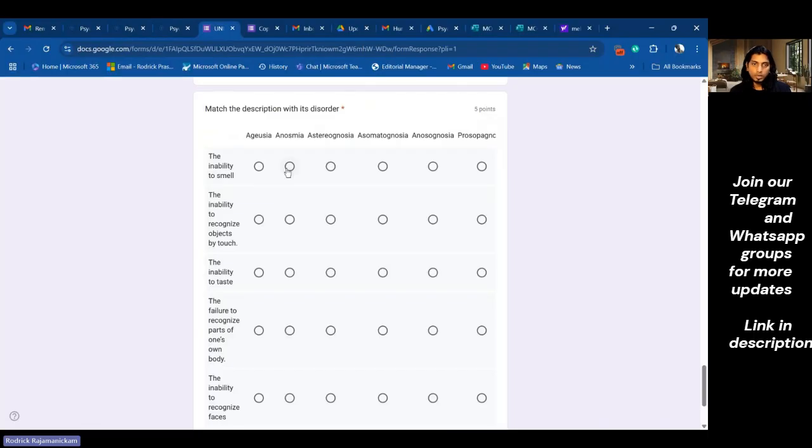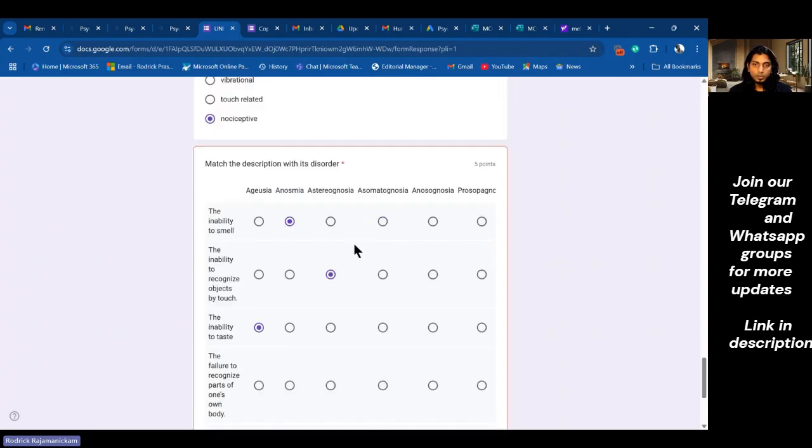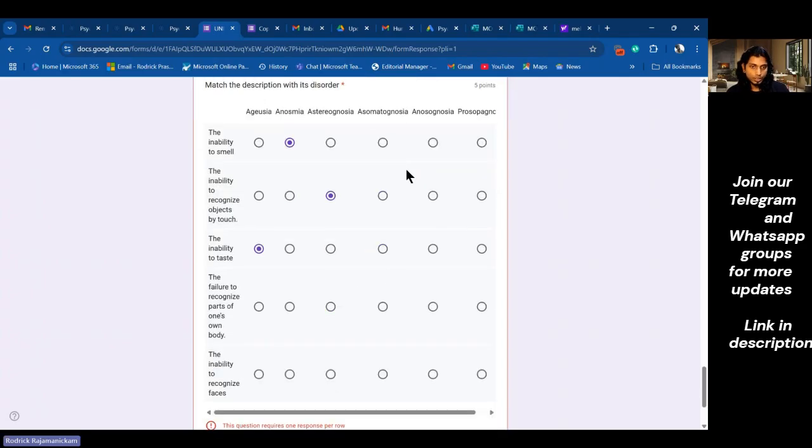So that will be anosmia; inability to taste, ageusia; inability to recognize objects by touch, which we already saw is stereognosis, so it will be astereognosia. Failure to recognize parts of one's own body is asomatognosia, and inability to recognize faces is prosopagnosia. It is related to the fusiform gyrus, especially on the right side. It's kind of under the temporal lobe.